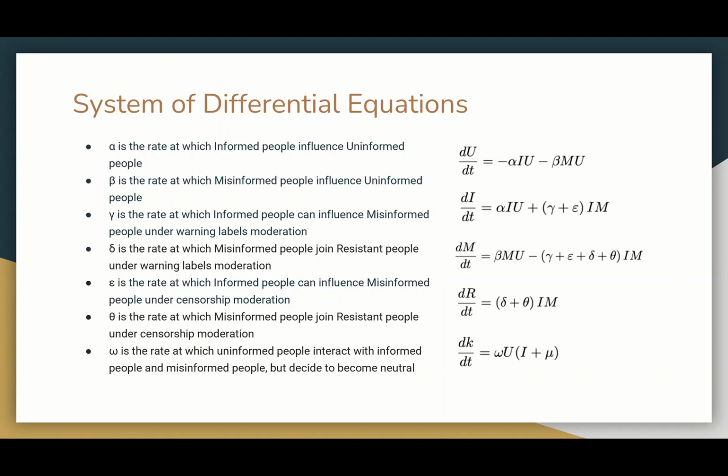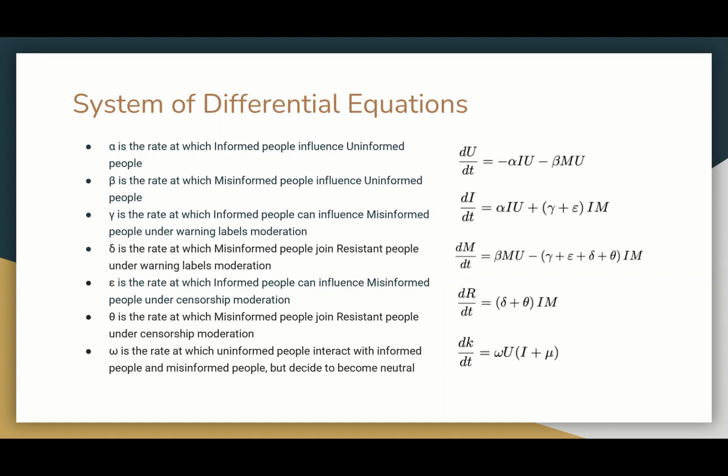Our system of differential equations mimics the style found in the SIR model. The change in the uninformed population with respect to time has a group leaving, where alpha is how the informed people can influence the uninformed group, and the contact between the informed and uninformed group is multiplied by alpha. The negative means that they're leaving.